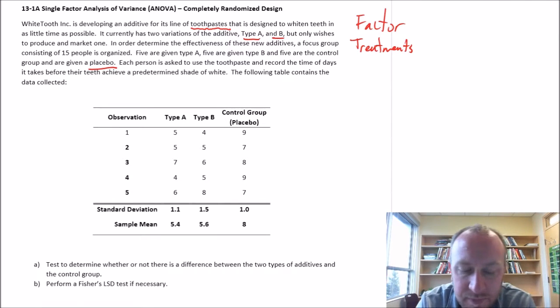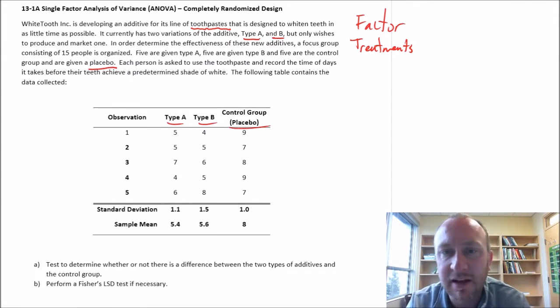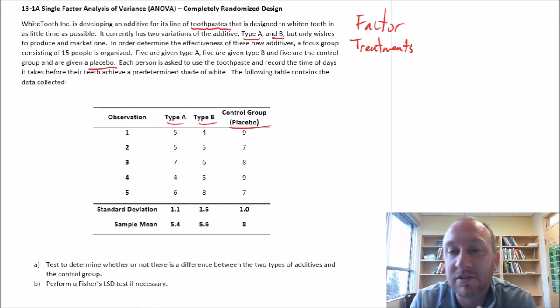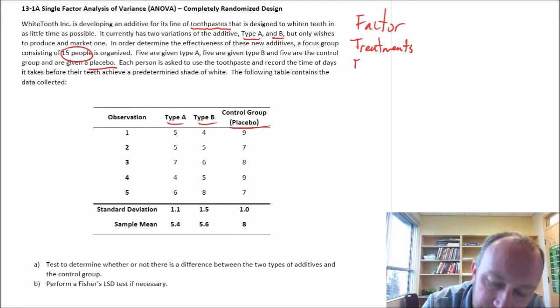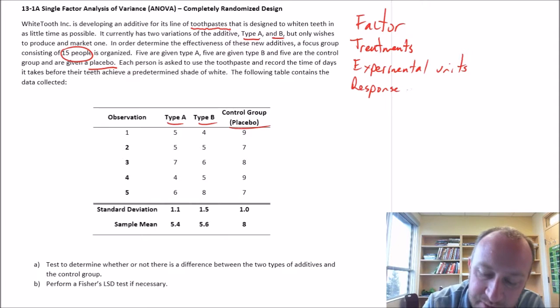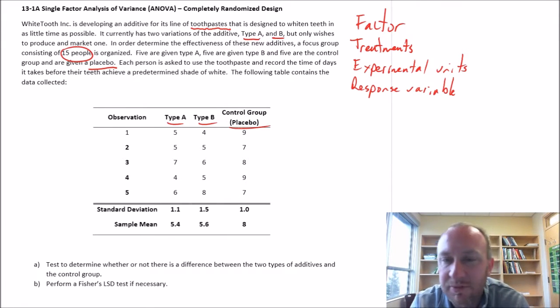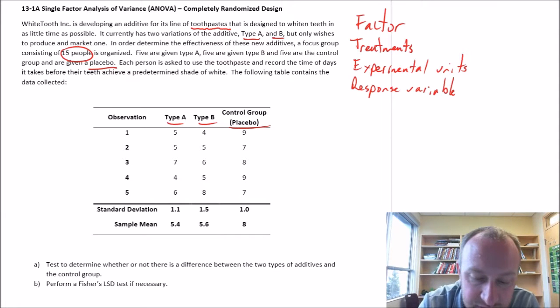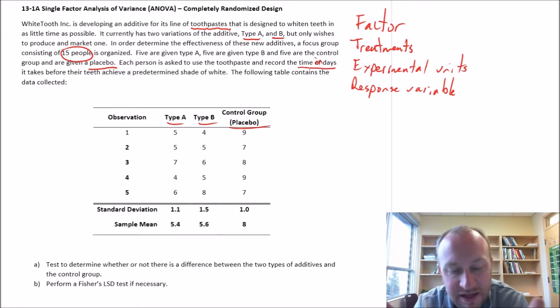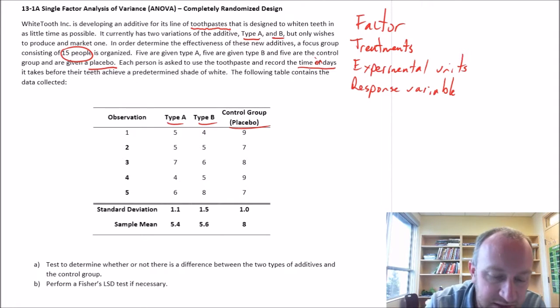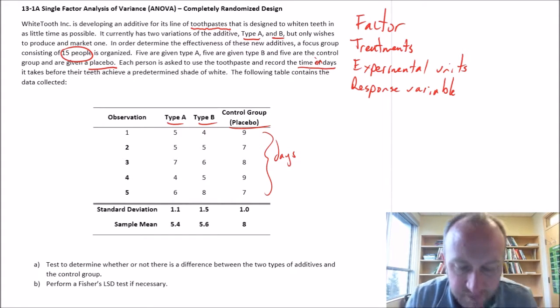Where's that written down here? I have placebo here, and you can see that in the data, the way it's organized. I have 3 treatments. What are our experimental units or observational units? Well, these are my 15 people, 5 in each of my treatments. So our experimental units are the people. And finally, what's our response variable? Or really, you can think of the response variable as being the units of measurement of your data. And so here we have our measurements. We're recording the time in days before it takes their teeth to achieve this predetermined shade of white. So our data here is measured in days. Okay, so there we've got the different pieces of our experiment all laid out.